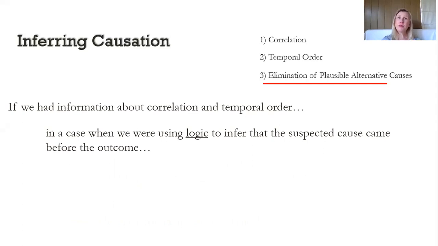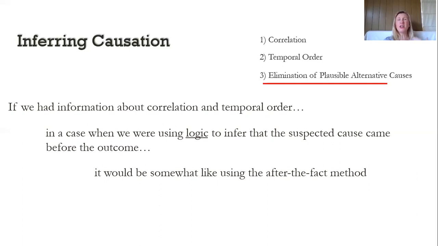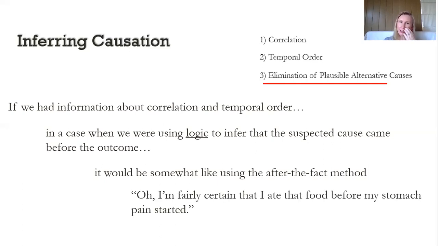Now, if we have information about both those elements, temporal order and correlation, and we go, boom, yes, I've got a correlation, pretty strong correlation, and I can estimate or I can guarantee temporal order. If I was using logic to infer that it came before the outcome, then it would be like using an after the fact method. So I've got data, yep, it's got a correlation. I'm looking into the past, so ex post facto research, kind of like using an after the fact method.